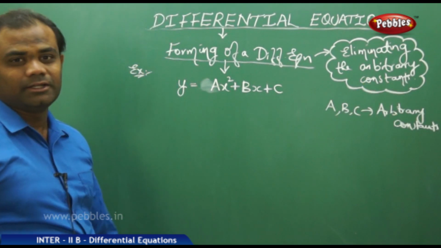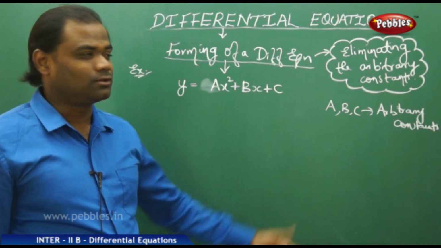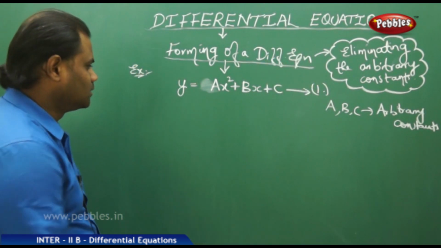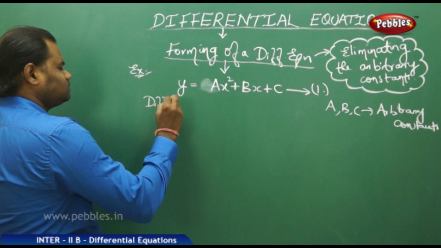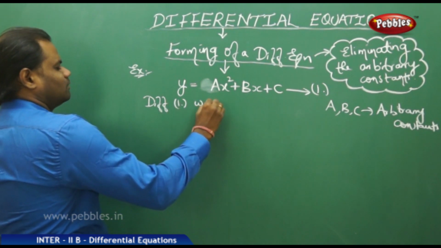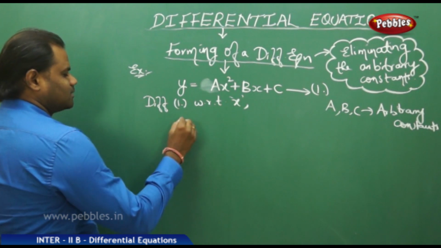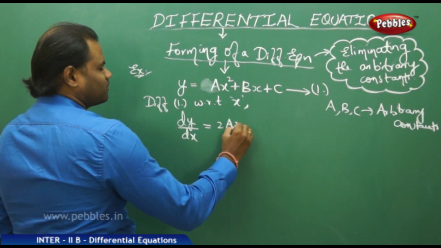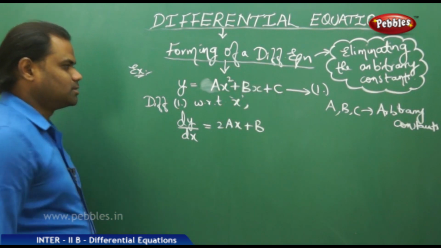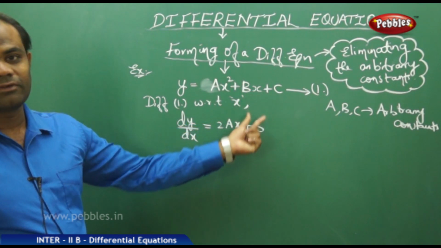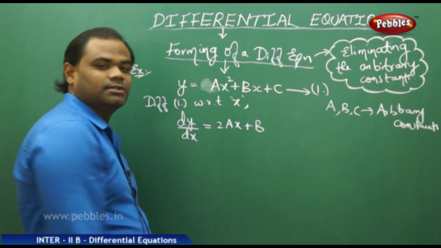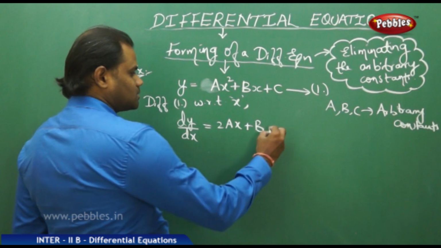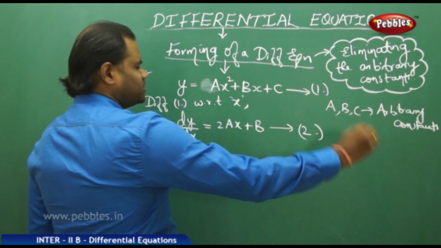So in order to do that, initially I differentiate both sides of the equation, which I represent with 1. So let me take this as equation 1, and differentiating 1 with respect to x, I get dy by dx equals 2ax plus b, because d by dx of x squared is 2x and d by dx of x is 1, and d by dx of a constant is 0. Therefore, I don't have c, which is totally eliminated. Now this is equation 2, which I have obtained.